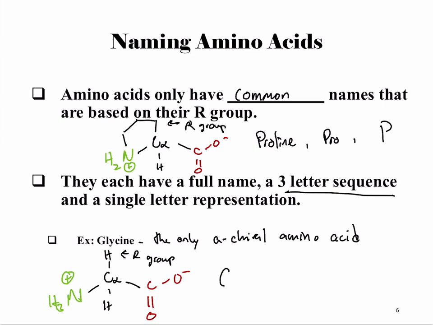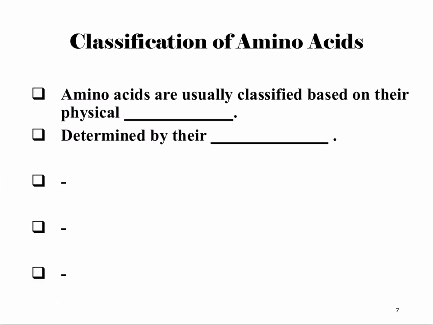And the three-letter sequence for glycine is GLY. The one-letter sequence is G, right? So this is the one-letter identifier, and this is the three-letter identifier. And then we have the full name, which is going to be glycine. So this is how we name different amino acids. Again, they're all common names that don't follow any specific IUPAC naming convention that we've seen before.